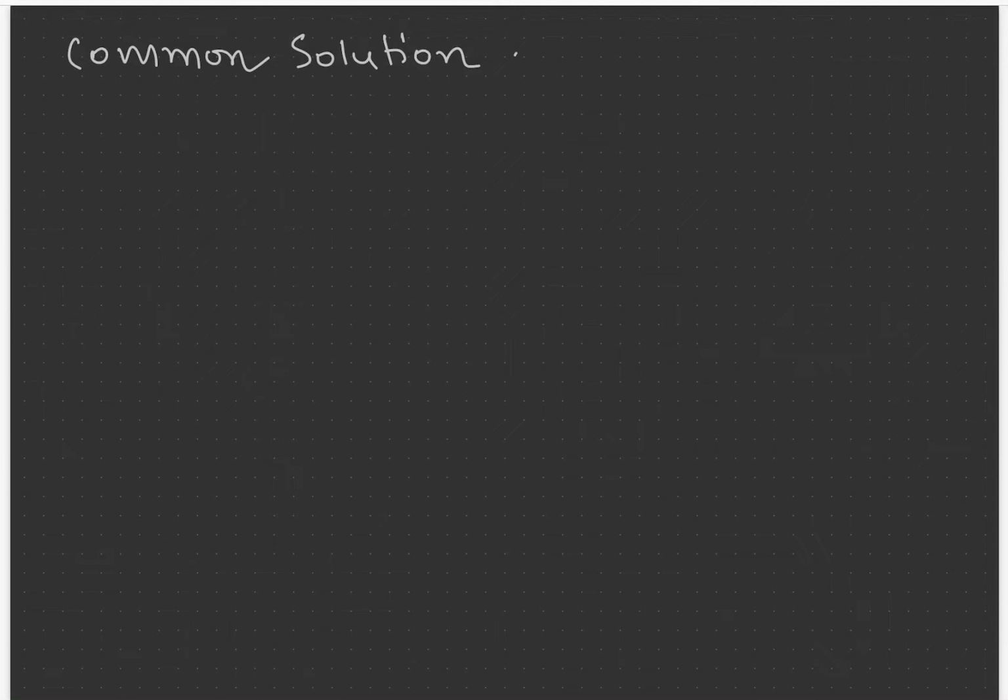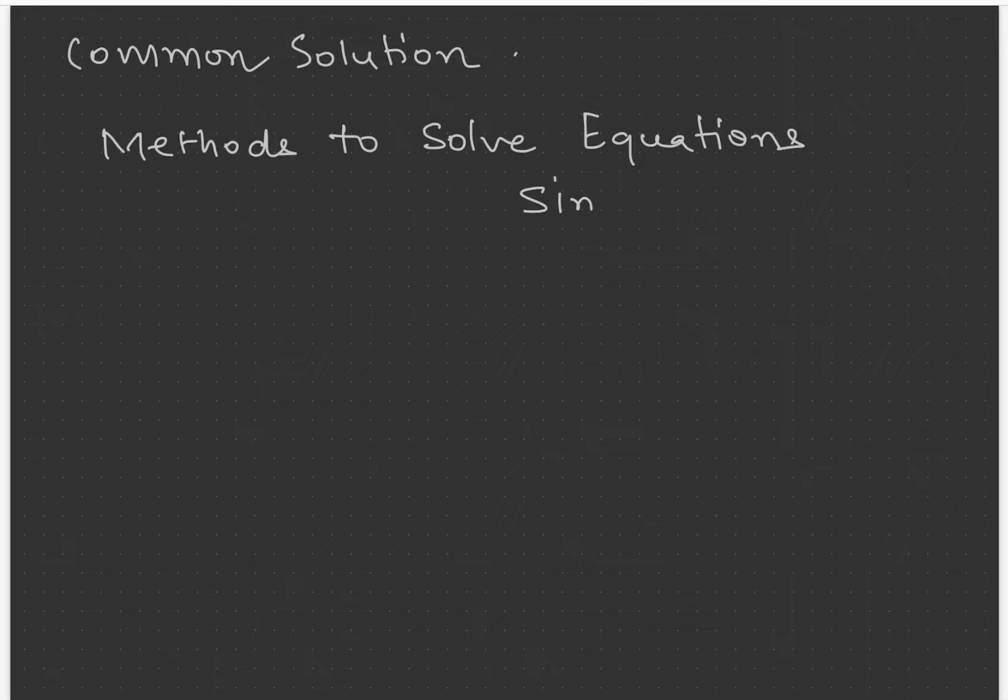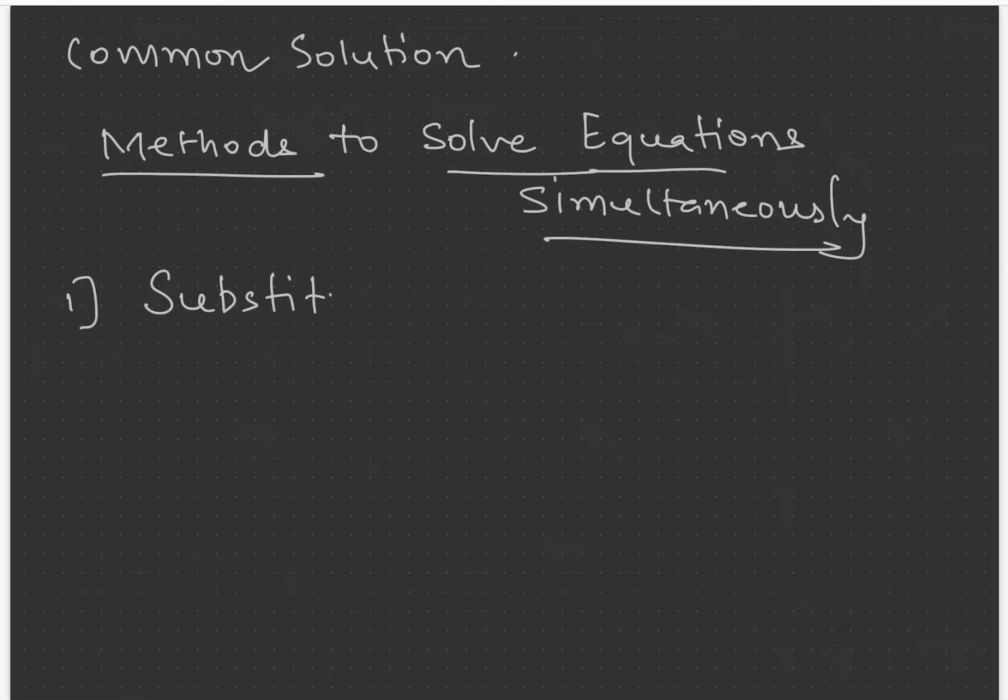Okay, so there are methods to solve equations simultaneously. Methods to solve equations simultaneously. The first method is the substitution method. Now in the substitution method you have to find the value of any one variable from the first equation and substitute that in the equation of the second variable.